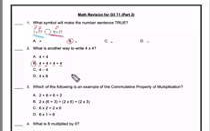4 multiplied by 4? Yes. 16. Excellent. Thank you, Abdullah. Okay, my heroes. Now let's move to the next one.